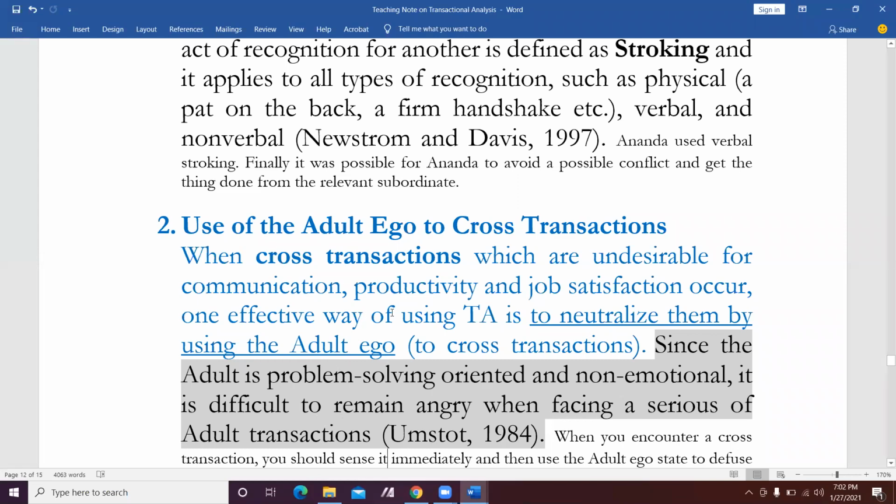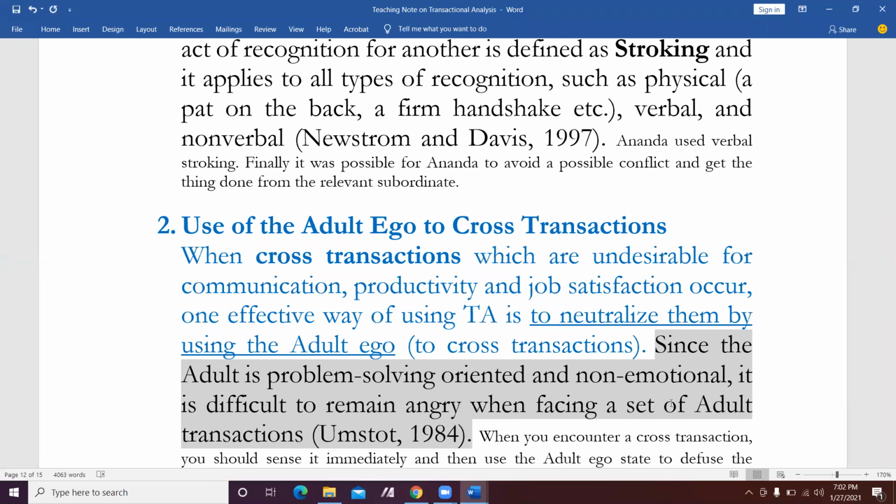So when cross transactions which are undesirable for communication, productivity, and job satisfaction occur, one effective way of using TA is to neutralize them by using the adult ego. Since the adult is problem-solving oriented and non-emotional, it is difficult to remain angry when facing a series of adult transactions.